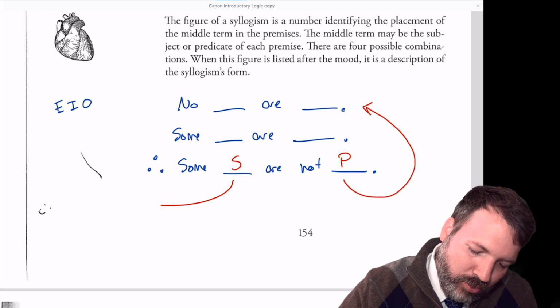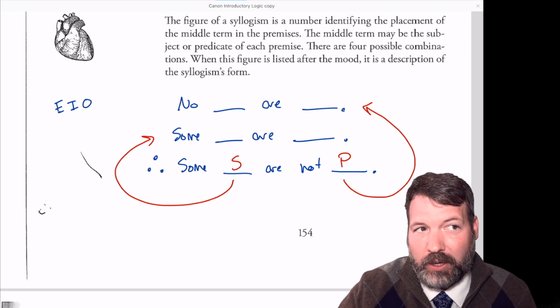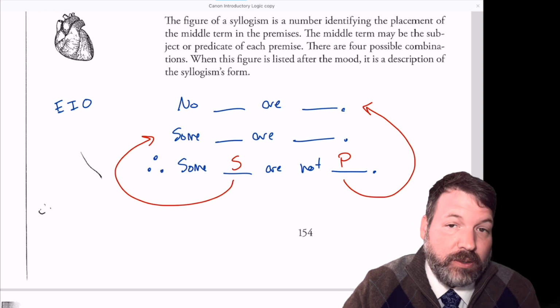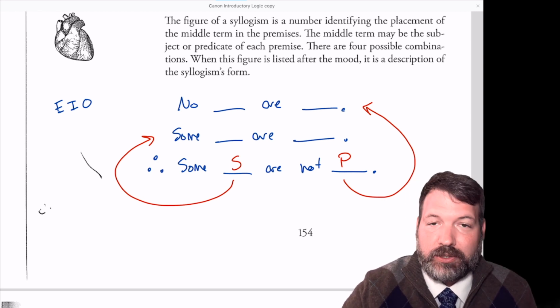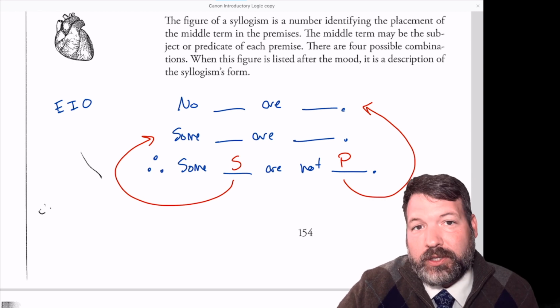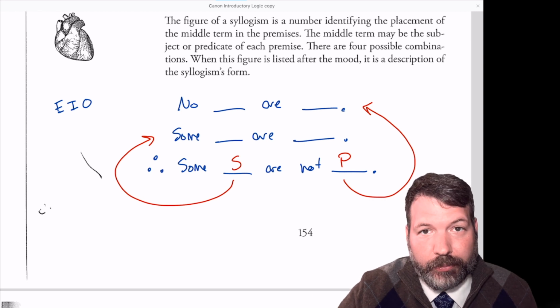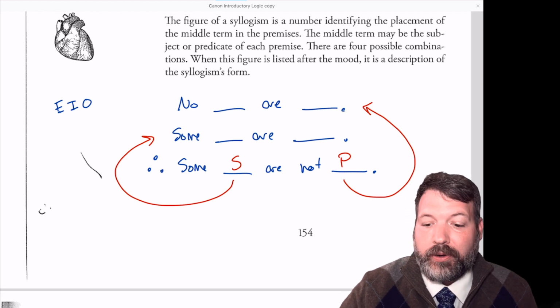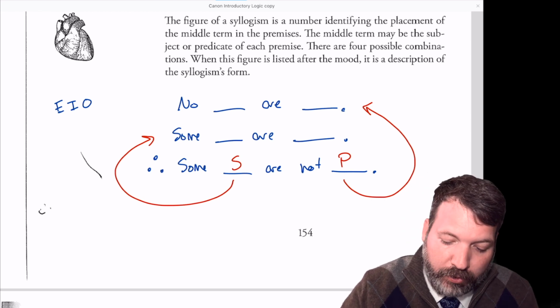The same thing is true about the minor term. We know it appears somewhere in the minor premise, we just don't know where. It has to be the subject of the conclusion, but in its own premise, it can be the subject or the predicate. It can go first or second. And of course, the term I haven't even mentioned yet, the middle term, we have no idea where the middle term goes right now. We know it'll appear once in the major premise and once in the minor premise, but we don't know where, right?